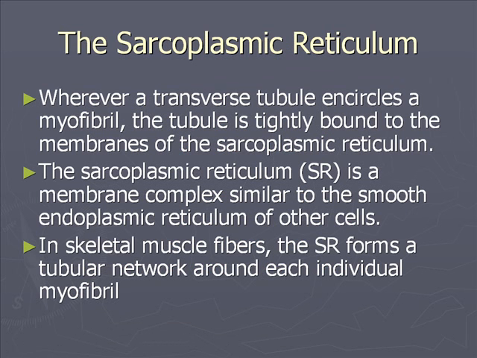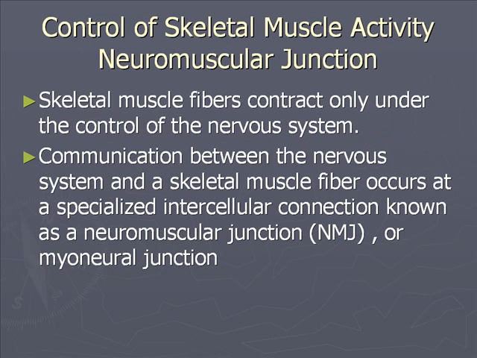Now, I told you we'd come back to the sarcoplasmic reticulum. This is where these transverse tubules basically encircle the myofibrils, or the muscle fibers. The tubules are tightly bound to the membrane of the sarcoplasmic reticulum. This membrane complex is similar to the smooth endoplasmic reticulum that we talked about in cellular anatomy. In skeletal muscle fibers, we see that the sarcoplasmic reticulum forms a tubular network around each individual myofibril, which will help in the muscle contraction.